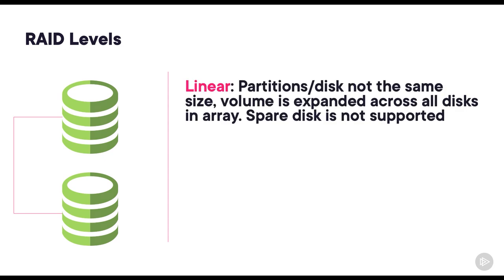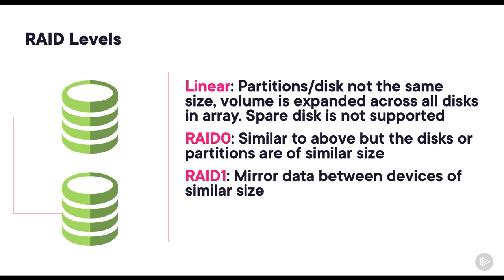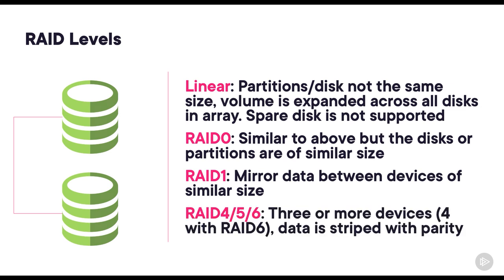We can have linear, where we're just using it to extend our volume. RAID 0 is similar, but the devices, the disks, have to be of a similar size. RAID 1, we mirror data between devices of a similar size. And RAID 4, 5, and 6 is striping data, so providing redundancy, but also creating some parity information so we know what is stored on each disk.